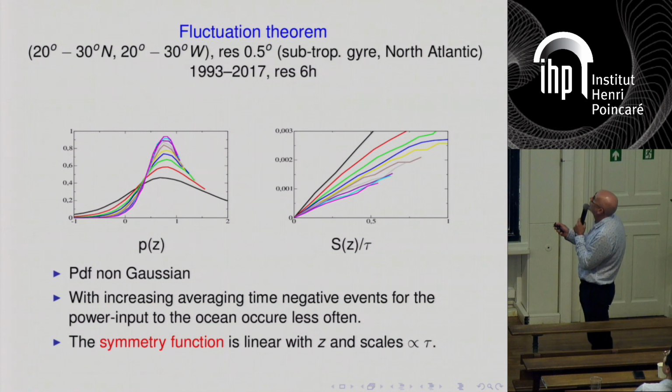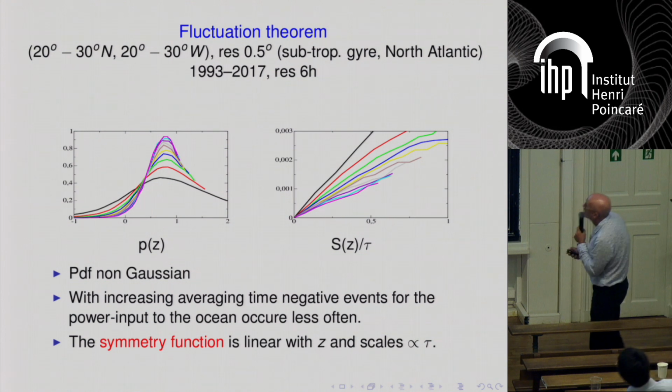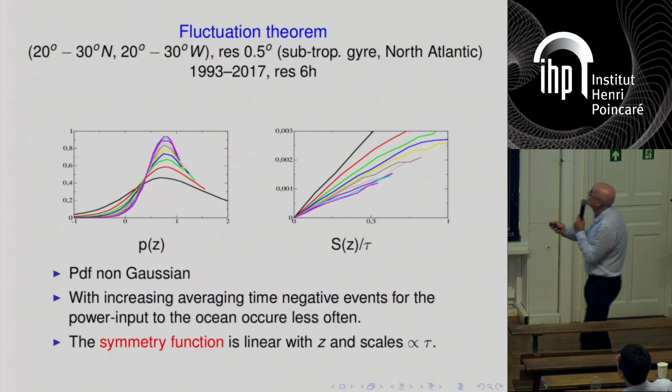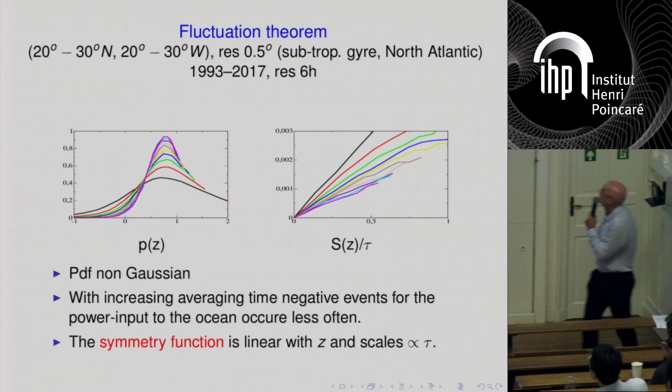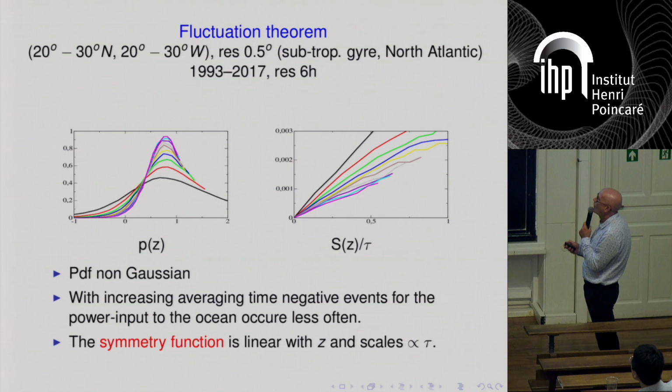What you see is I have data for every 6 hours at a resolution of half a degree for 24 years. And here you see the PDFs: the instantaneous values are the black curves, then averaged over 500 realizations, or 125 days, and then double that, 1,500, 2,500, and so on until 5,000 realizations. One important remark is that the PDFs are non-Gaussian. They don't look Gaussian.